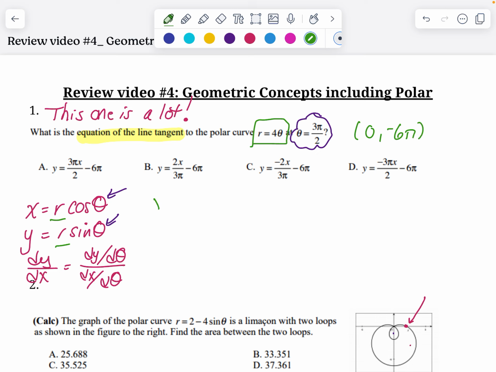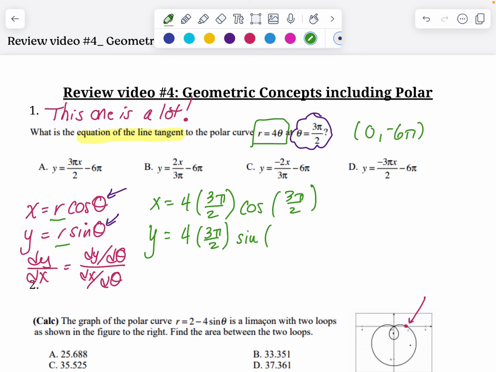This is from doing x equals 4 theta times cosine of theta, and y equals 4 theta sine of theta. Okay, so that's going to be my ordered pair. To find the slope, and this is something we need to know, that's just a fact: the slope in polar is a lot like the slope in parametric, where you take each individual component, dy d theta and dx d theta, divide, and that gives you your slope equation.